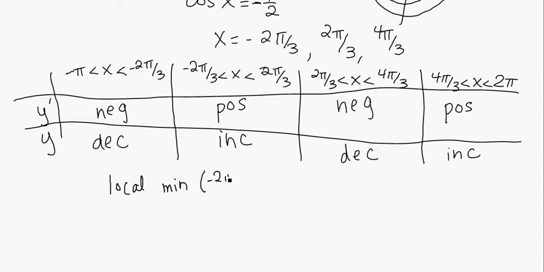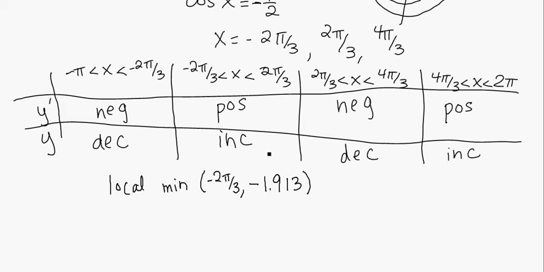So we're going to get a local minimum at negative 2 pi over 3, comma, and the way we find the y-coordinate is we have to plug negative 2 pi over 3 back into the original function. So 1/2 times negative 2 pi over 3 plus sine of negative 2 pi over 3, and we're going to get a value of approximately negative 1.913.